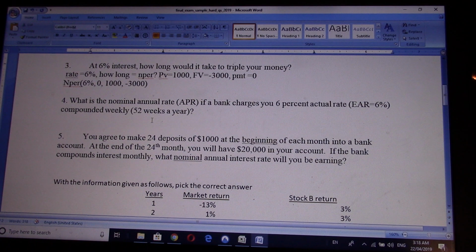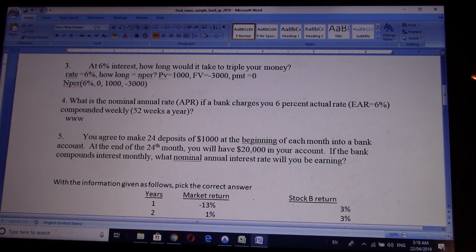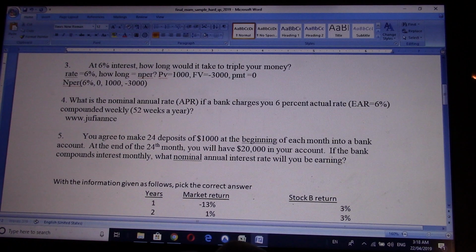Question number 4. What is the APR rate? So in this question now, if it's compounded weekly, this is still like you should convert between EAR and APR. You can go to the website.